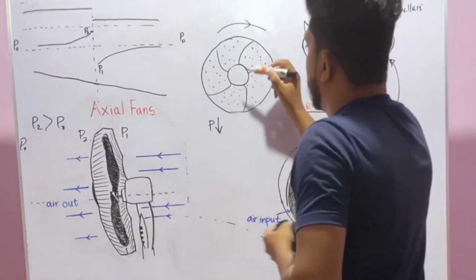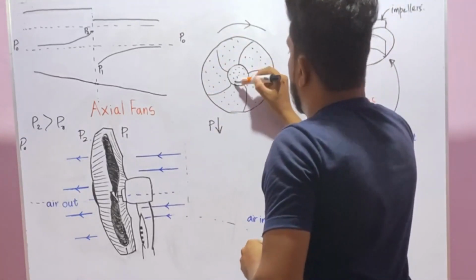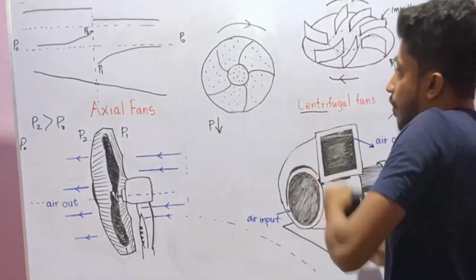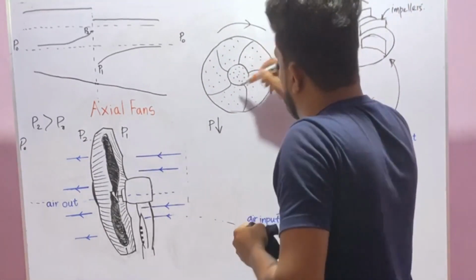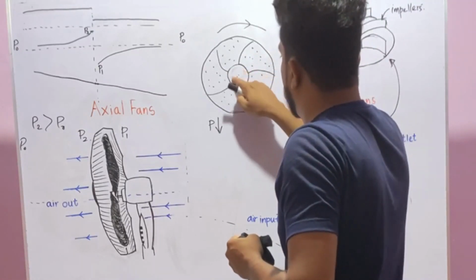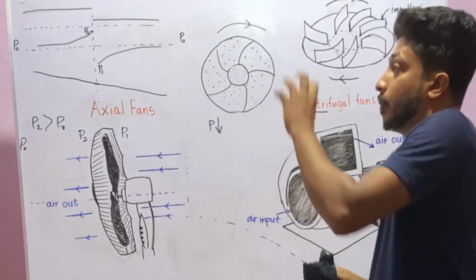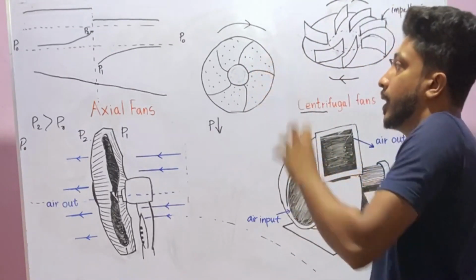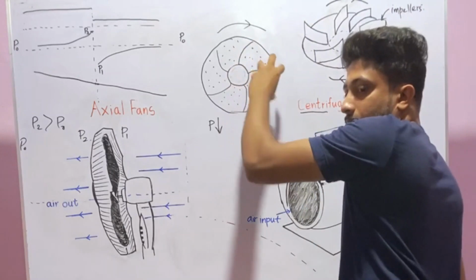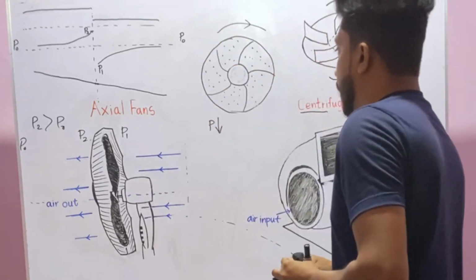Because when air comes to this area, due to the rotational speed, they have centrifugal force and air molecules move to this area. Because of that, there are fewer air molecules here, and because of that, there is less pressure compared to the outside. Because of that, air is sucked. Okay, so that is how air is sucked into this impeller.